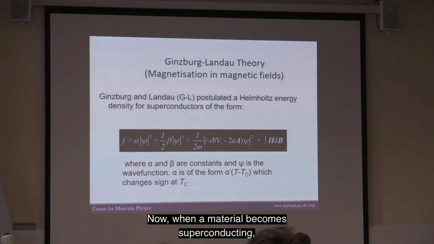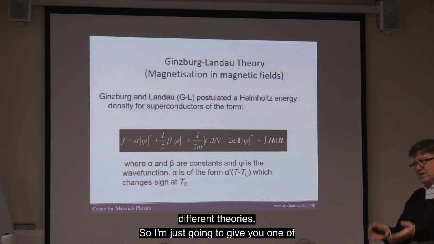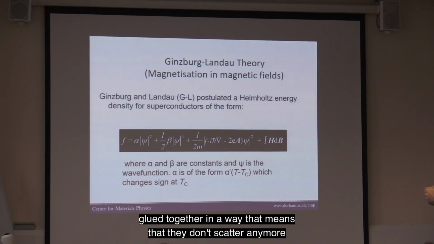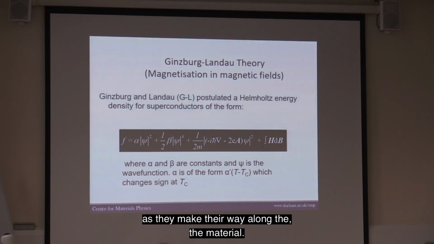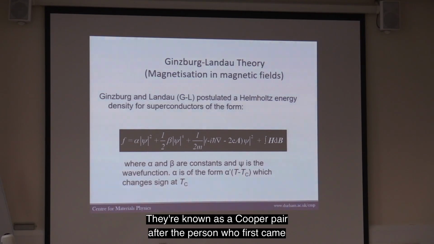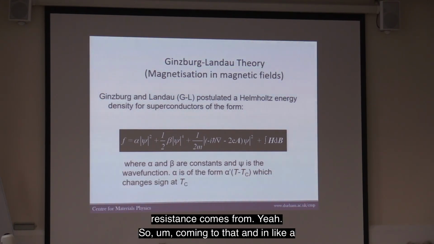Now, when a material becomes superconducting, those electrons pair up in a special way that is different for different types of superconductor. And there are many different theories, so I'm just going to give you one of them. They pair up to form a boson. And that means that they're sort of glued together in a way that means that they don't scatter anymore as they make their way along the material. And we call those paired electrons superelectrons. They're known as a Cooper pair after the person who first came up with this idea. And the beautiful property they have is that they don't scatter, and that's where the zero resistance comes from.